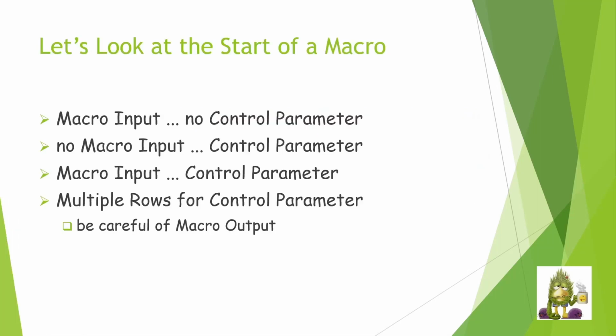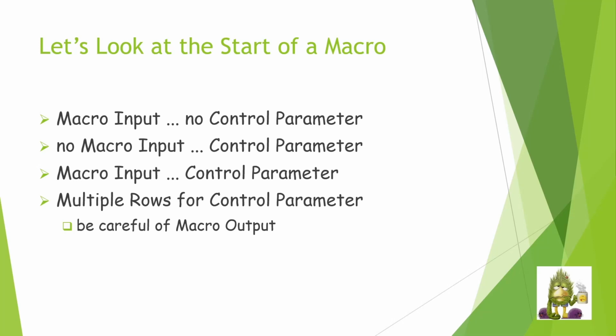So in that light, what we're going to look at is a couple of things that are all about the beginning, and one that's sort of about the beginning slash end. We're going to look at a macro that has input but no control parameters. We're going to look at a macro that has no input but control parameters. We're going to look at one that has both macro input and control parameters, so you can compare how the two of them work together.